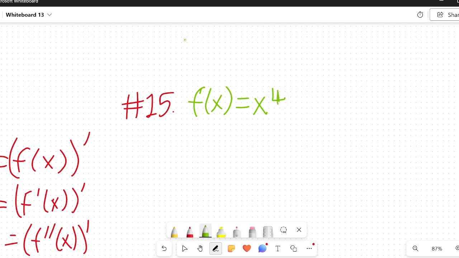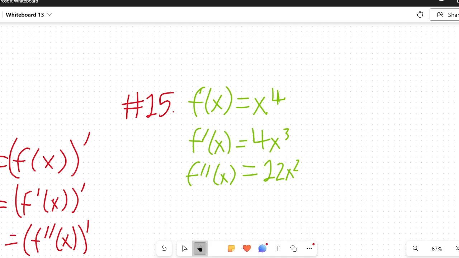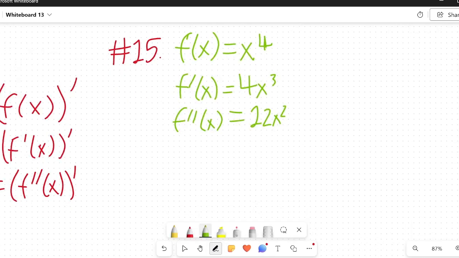So f of x equals x to the 4th, right? F prime of x is going to be equal to 4x to the 3rd, right? F double prime of x, we take the derivative of the derivative, so we are going to bring the 3 out in front, 12x squared, right? And then the triple prime of this, we bring the 2 out in front, so it's going to be 24x.